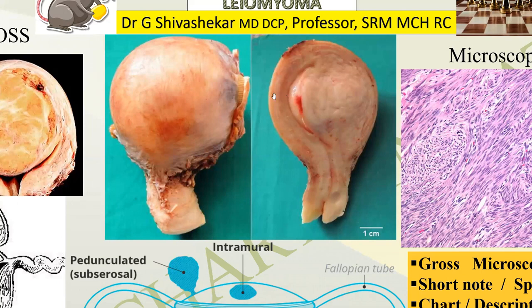And this is the normal myometrium that I'm seeing. And this is the cut surface of the cervix. It has got a Nabothian cyst.